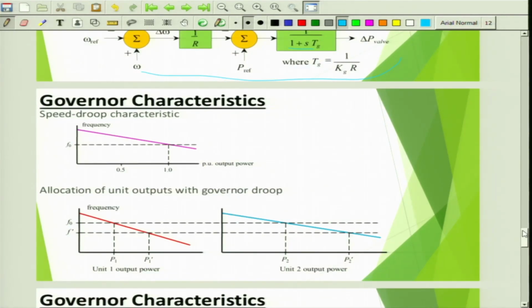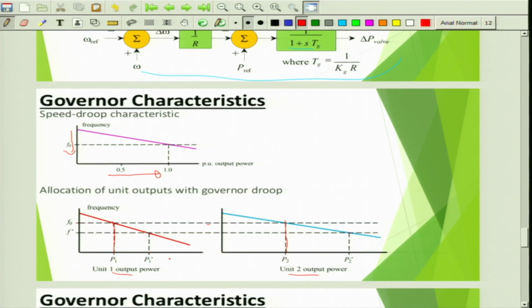So this is what I was interested to show actually, speed droop characteristics. If there is an increase in power output by a generator, you can say here there is a change in frequency, a drop in frequency basically. So if there are two generators which are sharing the power, unit 1 power output, this is unit 2 power output, you can see here, this is the nominal frequency, let us say this is 50 hertz. For that, the power shared by the first generator is P1 and the power shared by the second generator is P2, right. They have different droop characteristics.